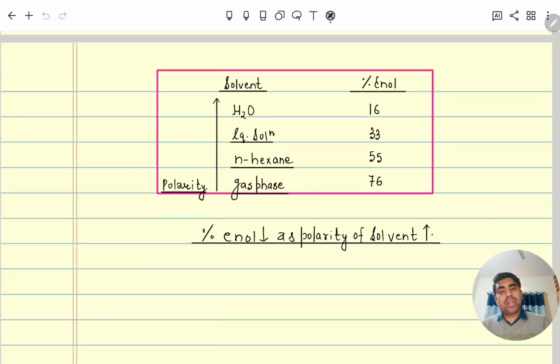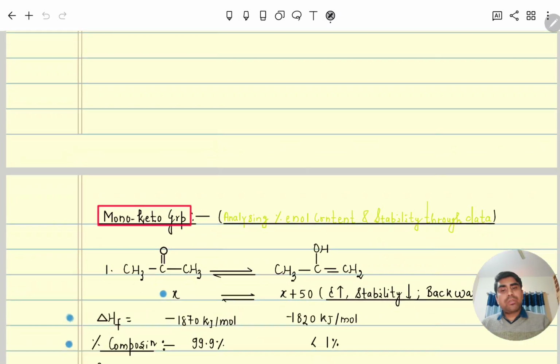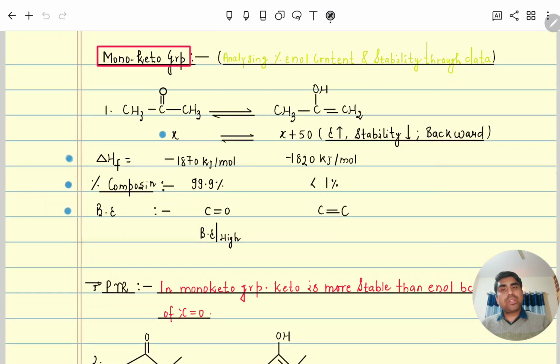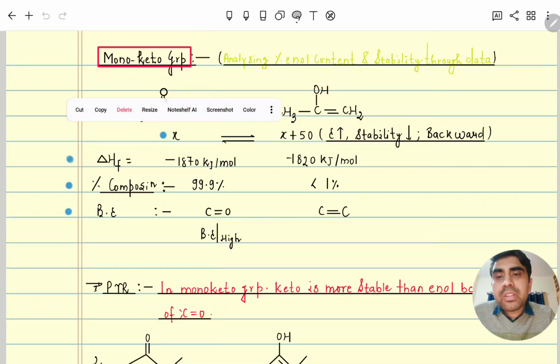Next, moving further, now we will discuss some examples. It's very important. Here you can see a mono keto group. This is the mono keto group. We are analyzing percentage enol content and stability through experimental data. Here you can see, let's suppose its enthalpy of formation, or the energy of this ketone system, is X.